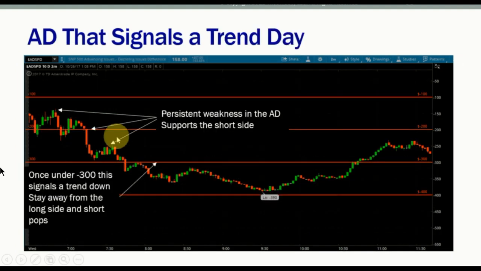So here is something that would signal a trend day. This is after the open. This is well into an hour of the day. This did not signal a short, but here's where AD gets below 300 and stays there. Okay? This is all selling.